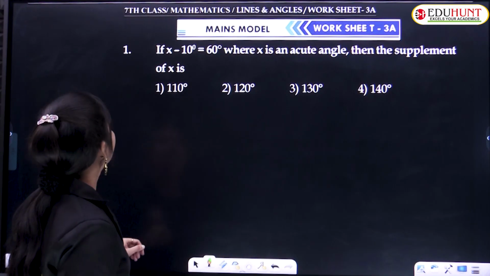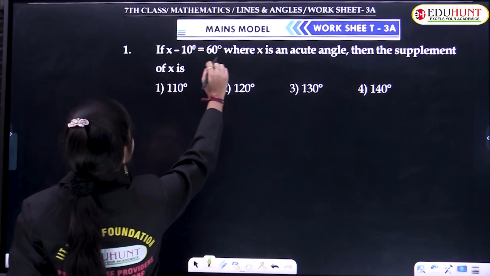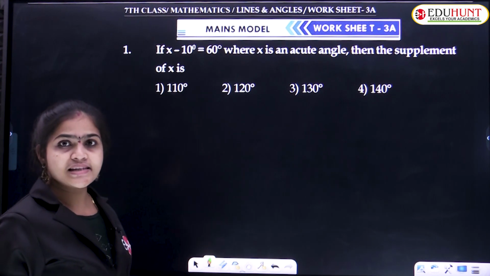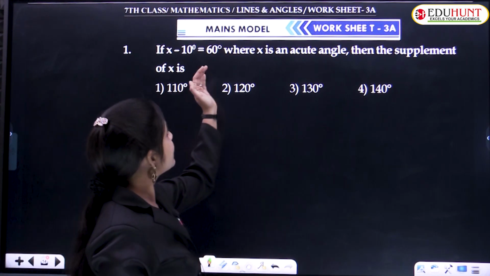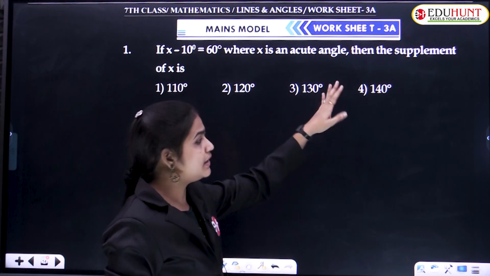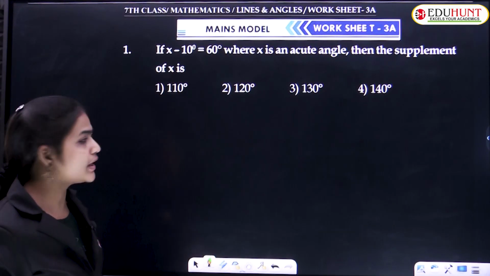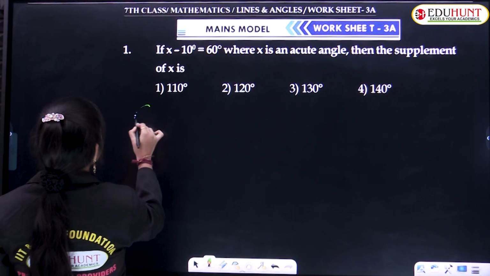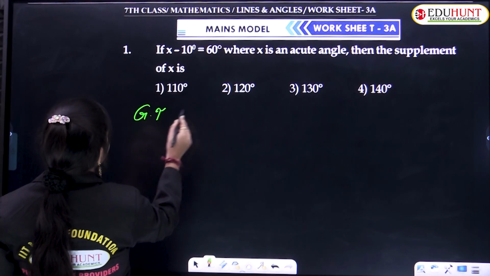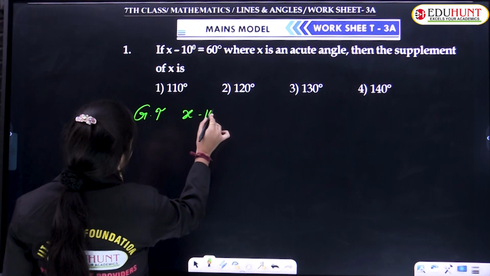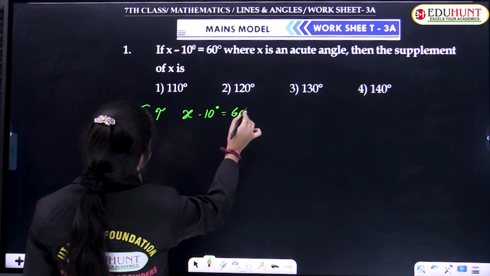Okay, see here. Here x minus 10 degrees is equal to 60 degrees, where x is an acute angle, then the supplement of x we need to find out. Okay, now here see that. What is given? Given that x minus 10 degrees is equal to 60 degrees.